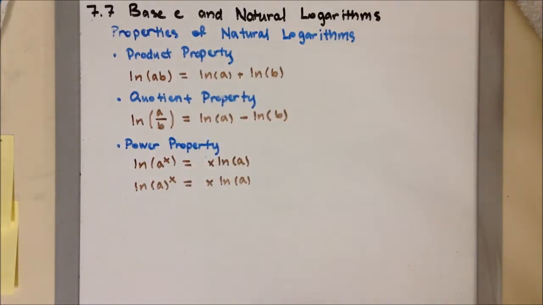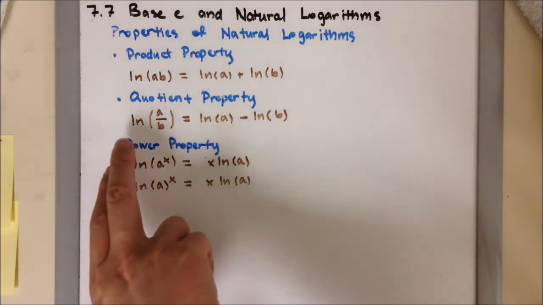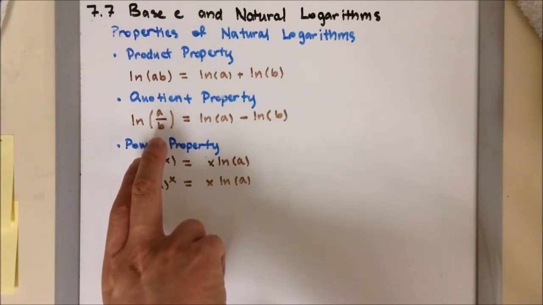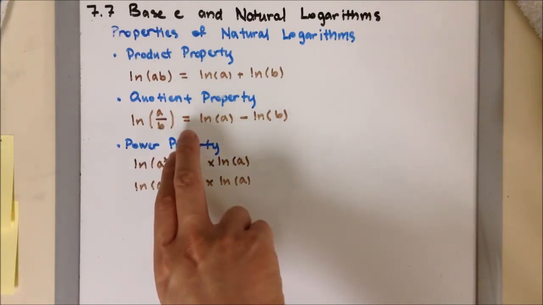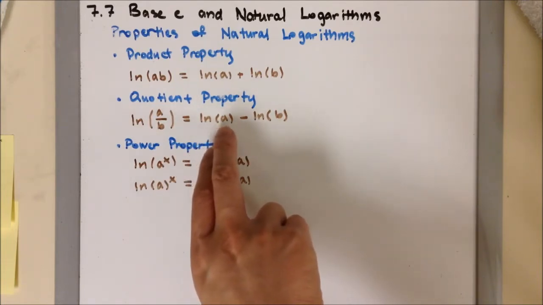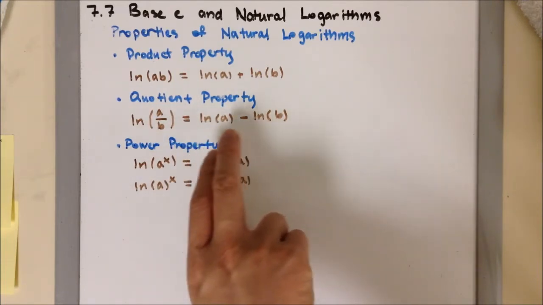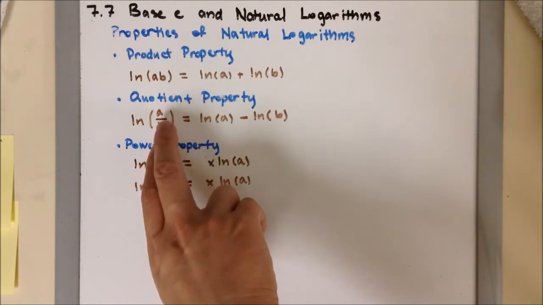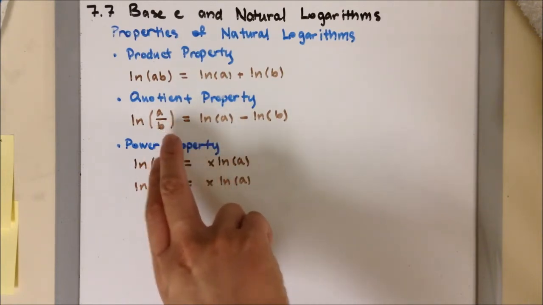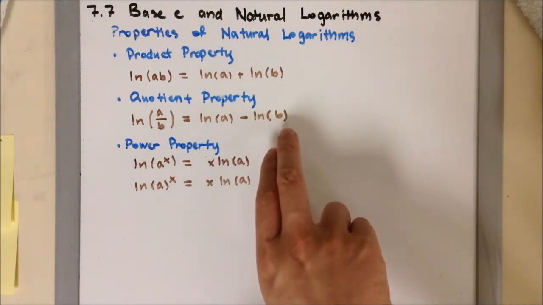Now, the quotient property, as I stated before in 7.5, make sure you follow the order that you see in the quotient property. So let's take a look. Natural log of A over B, as a fraction, can be rewritten when you expand as natural log of A minus natural log of B. Remember, since the A is in the numerator, A was written first. And since B is in the denominator, B is written second.